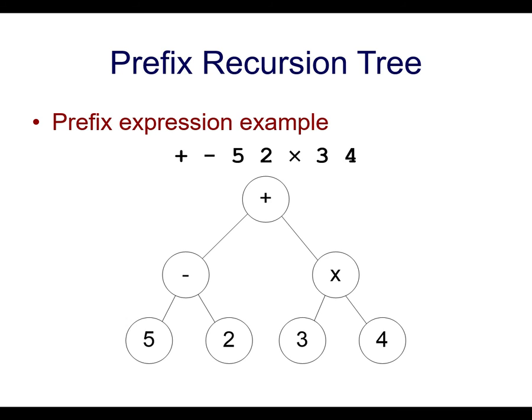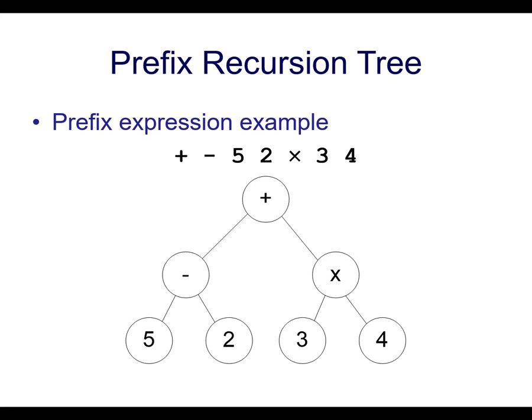Now, let's examine the prefix expression and its associated recursion tree that we will use as input to the program example. Here is the prefix expression, plus minus 5, 2 times 3, 4. Shown below is its arithmetic expression tree. It is also the recursion tree that will result from the execution of our program example. Each node of the tree represents one activation of the recursive method. Inside the node is the token that will be read in on that activation.